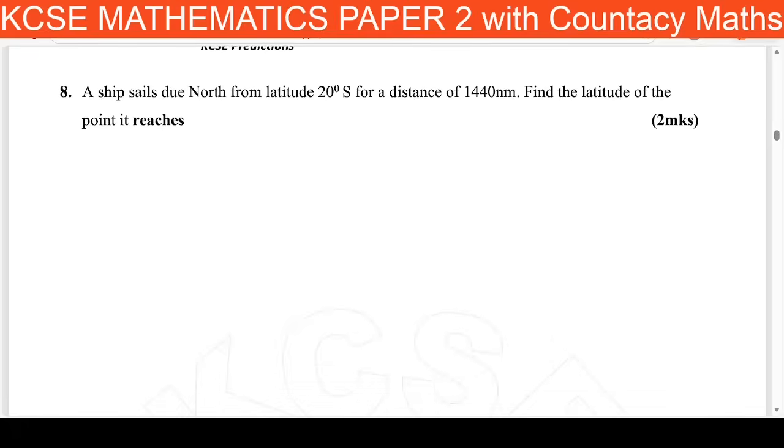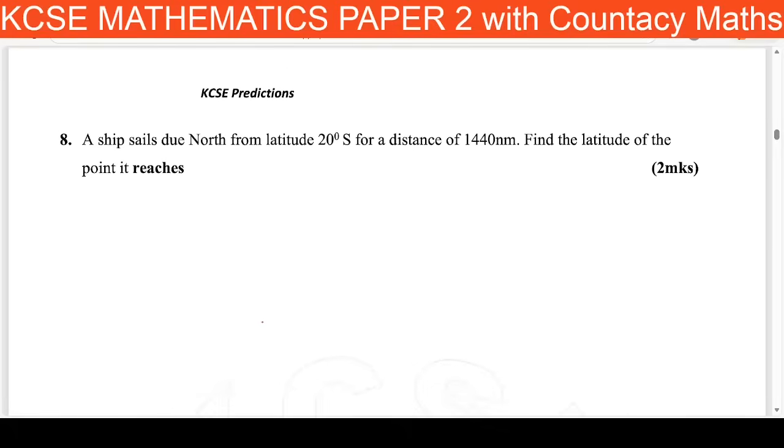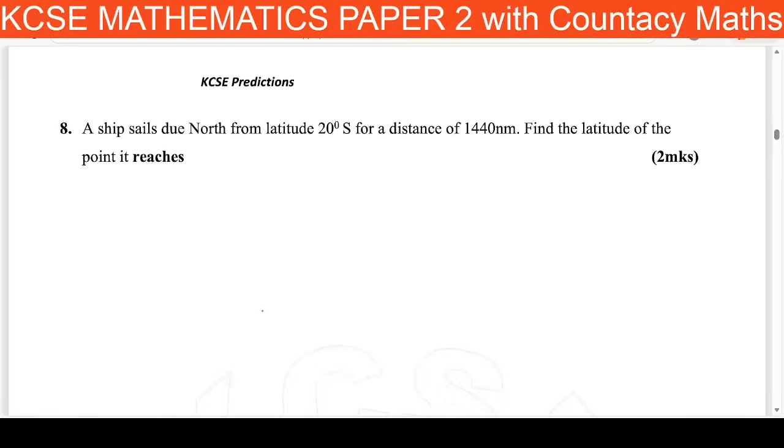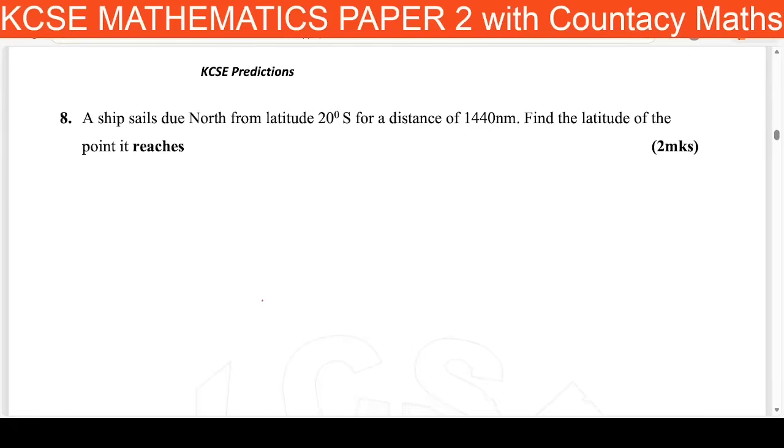Oh, amazing. Here we've got a really interesting question. We are told that a ship sails due north from a latitude of 20 degrees south for a distance of 1440 nautical miles, and then it tells us to find the latitude of the point it reaches. Very interesting question for our practice.